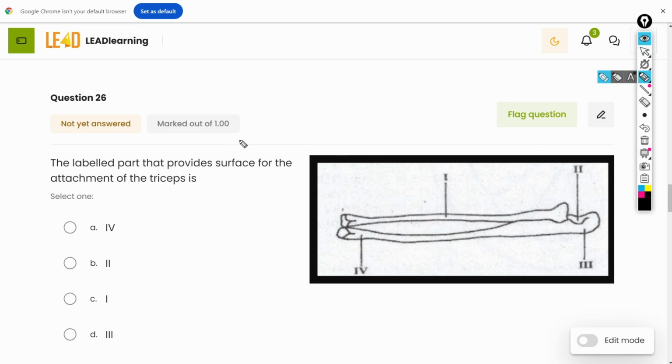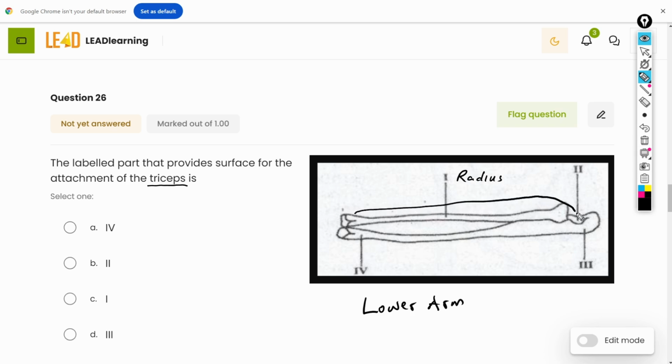Question 26. The labeled part that provides surface for the attachment of the tricep. Now, we need to identify what these bones are. These bones are the bones of the lower arm.